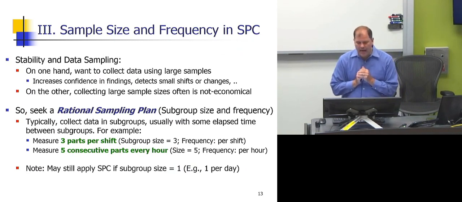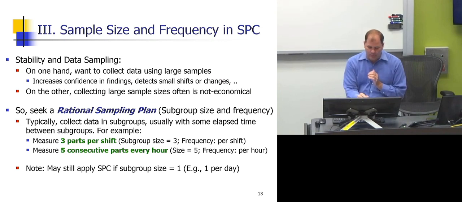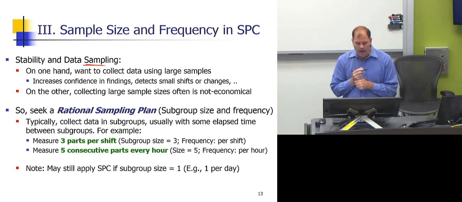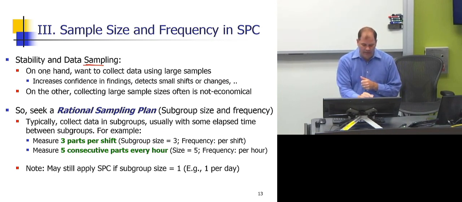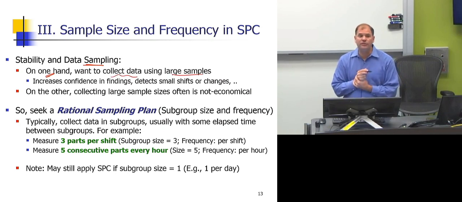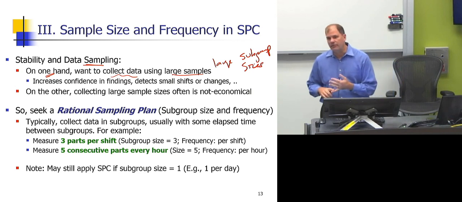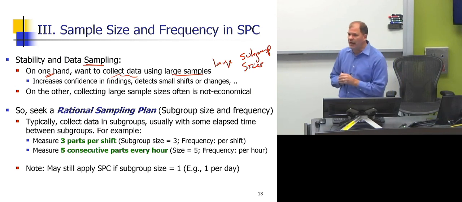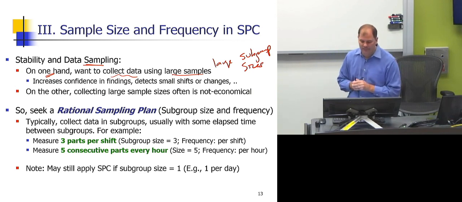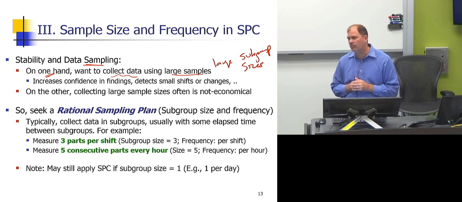When we decide how we're going to sample, we want to recognize that on one hand, I want to collect data using large sample sizes, which could also be written as large subgroup sizes. If I measure larger subgroup sizes, I have more confidence in my findings. I can detect smaller shifts. This is reasonable.